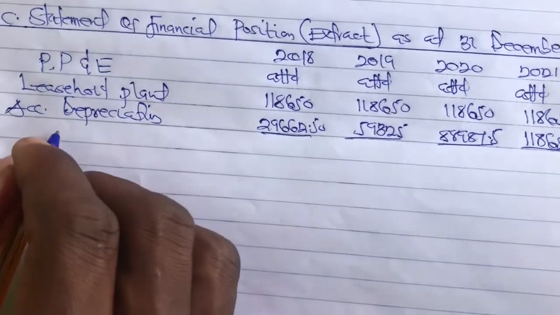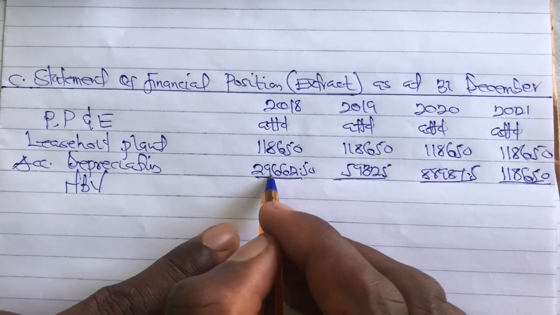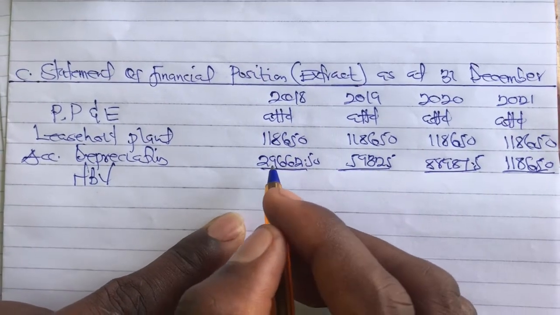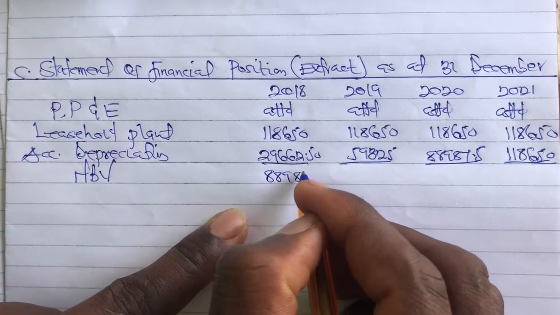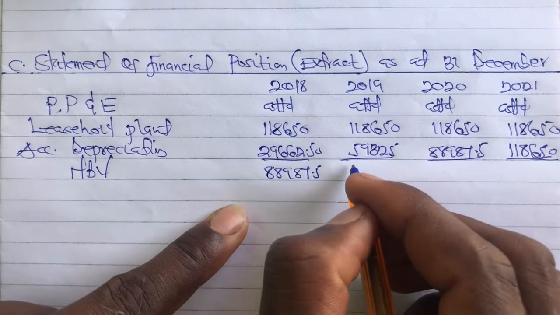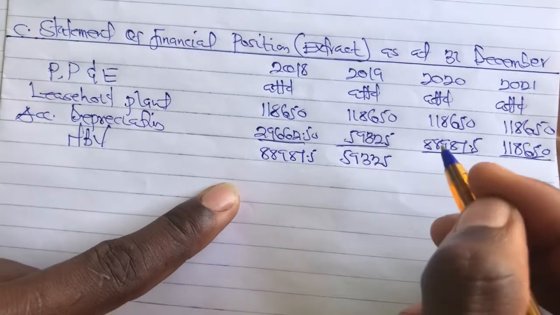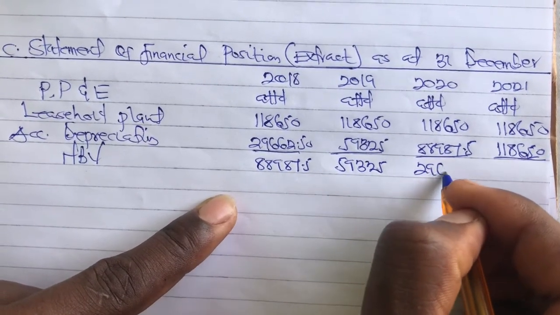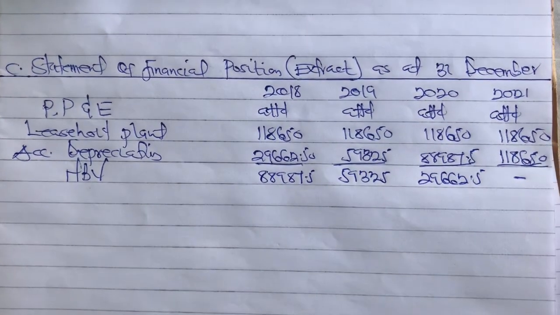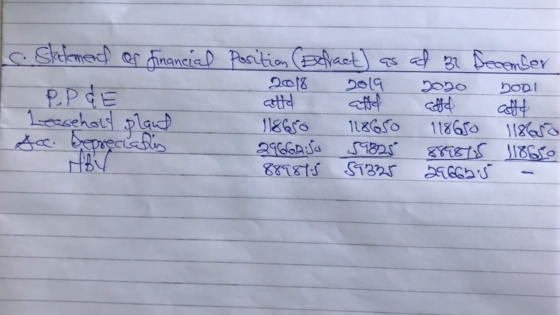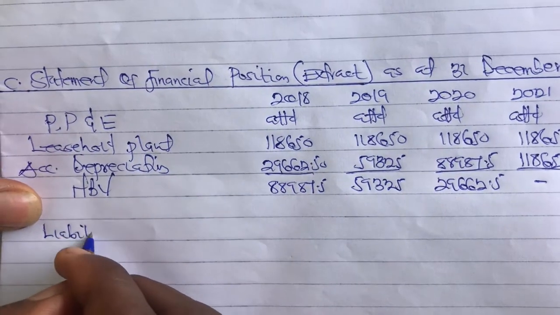To determine the net book value, we take the accumulated depreciation from the cost of the leasehold plant, and that is going to give us 88,987.5, then 59,325, and then 29,662.5, which is the net book value for 2021. Now let's also consider the liability aspect. So now we are going to determine the liabilities.